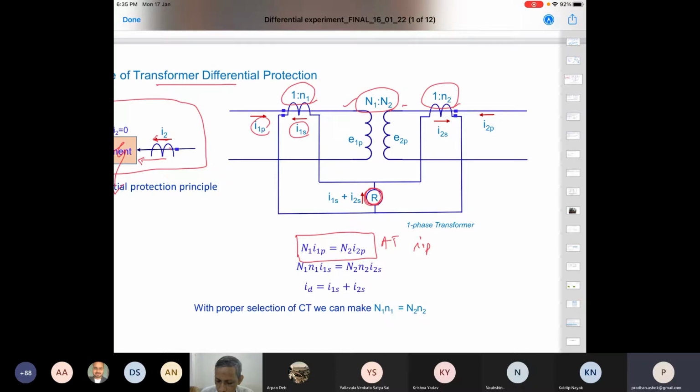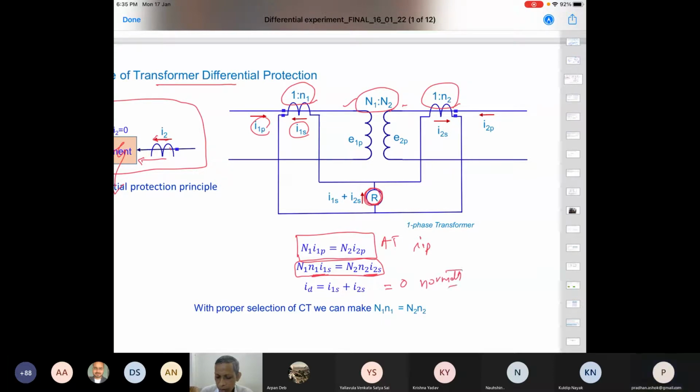If you substitute the corresponding I1P as N1 into I1S, and I2P as N2 into I2S, then you can say that this ampere-turn relation holds. Now what is our target here? The differential current which we are talking about is I1 plus I2S as per this connection. So this will be I1 plus I2S, and this should be 0 in normal conditions. That is our target.